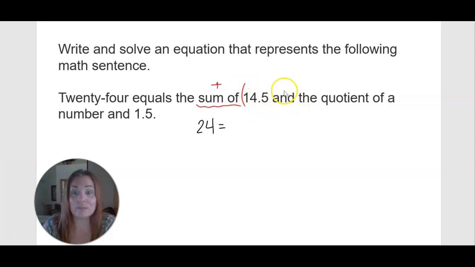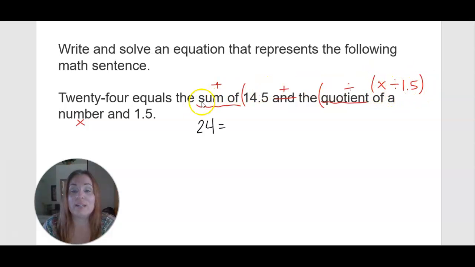14.5 and, right, this is where my plus sign is going to go, the quotient of a number and 1.5. So I've got another parentheses here, right? Quotient means that I have to divide. So the quotient, the division answer of a number, let's call it x, and 1.5. So that would be x divided by 1.5, right? That would be the quotient of a number and 1.5.